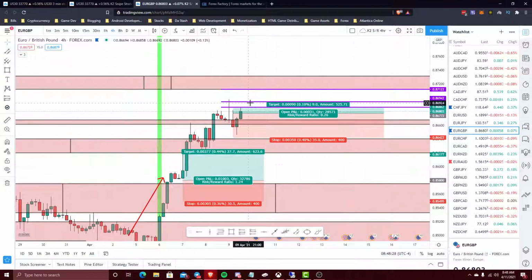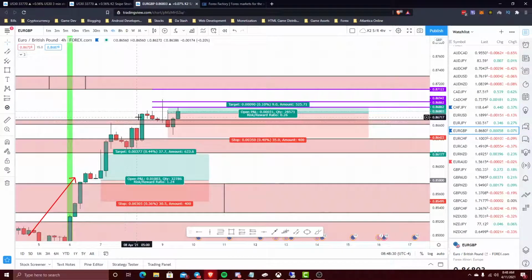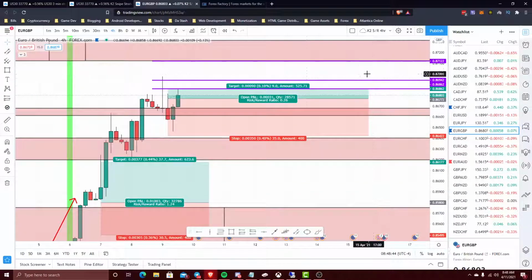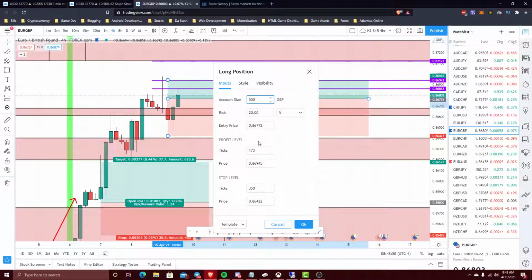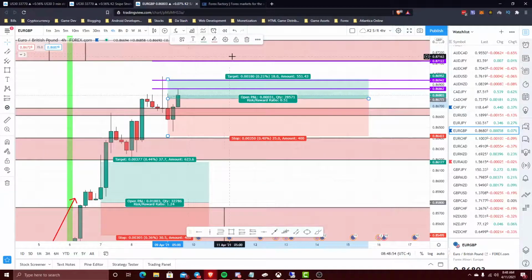I sent a signal out on this Euro GBP earlier on the 8th because I saw it broke out of this zone. I did a buy limit actually, and it hit 2 take profits. I think this was like 18 pips. Yeah, it was 18 pips. I thought it was gonna tap up into the zone, but apparently not.